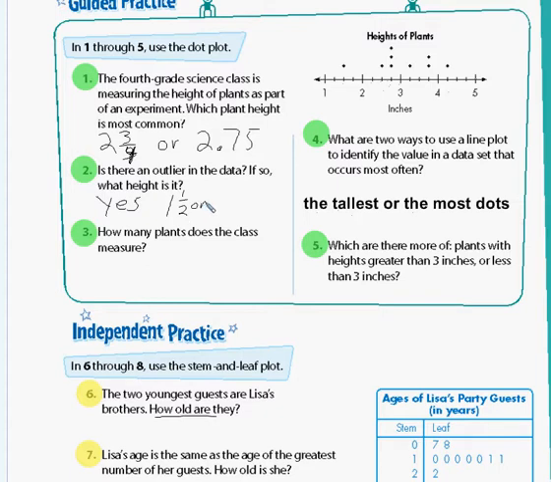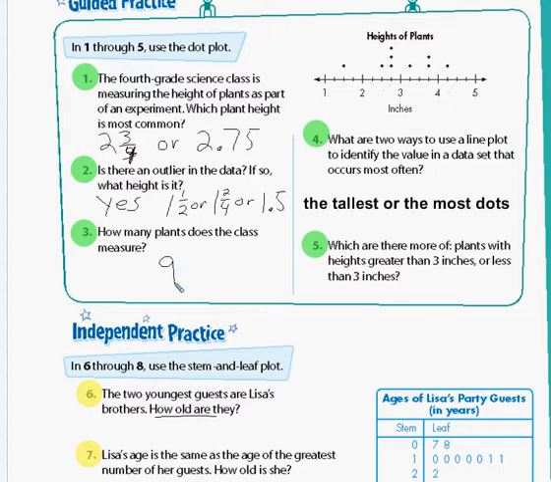Or I could say that's also 1 and 2/4 because it's a 2/4, or 1 and 5/10. All of them mean the same thing, or they're the same length. Question number 3. How many plants does the class measure? So that's how many dots there are here is what they measured. That's 1, 2, 3, 4, 5, 6, 7, 8, 9. So 9 plants. Question number 4.